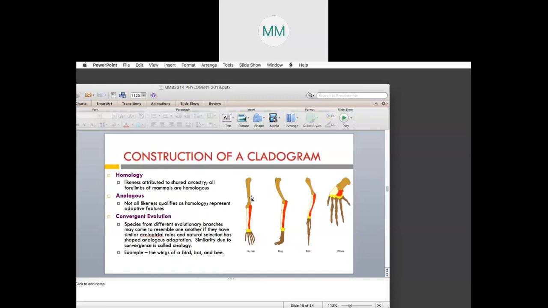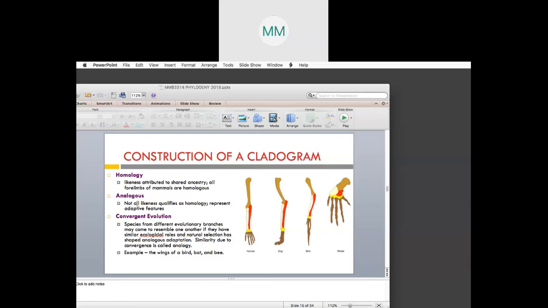Kita tak boleh kata yang human paling derived lah. Okay? We also evolve at one point. But all of us as descendants sekarang ni, we all share similar forelimbs. Just that the structure of it is a little bit different. So that is what makes us homologous.